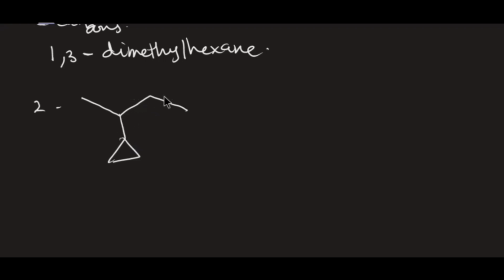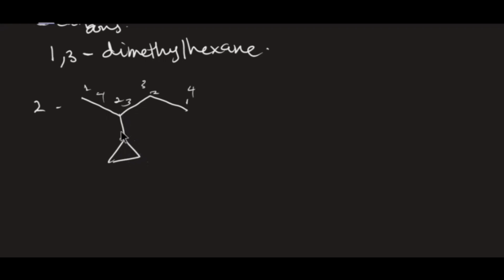As I said earlier, we take the numbering which will have the lowest possible value. Starting from here, carbon 1, carbon 2, carbon 3, carbon 4. So 1, 2, 3, 4. Then starting from here, 1, 2, 3, 4. Meaning this will be appropriate. You have to start from this side. Starting from this side, I'm going to have 2.